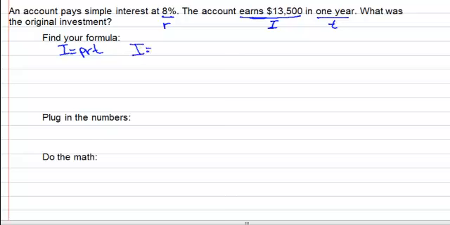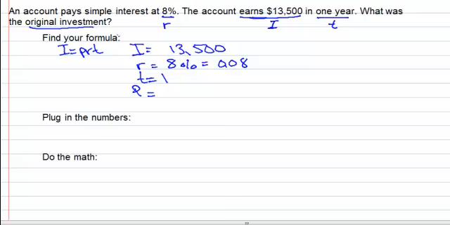We take each piece. Interest is 13,500. Rate is 8%. We need to rewrite that to 0.08. Time is 1 year. And principal is what we're looking for. So what was our original investment? So that's our question.